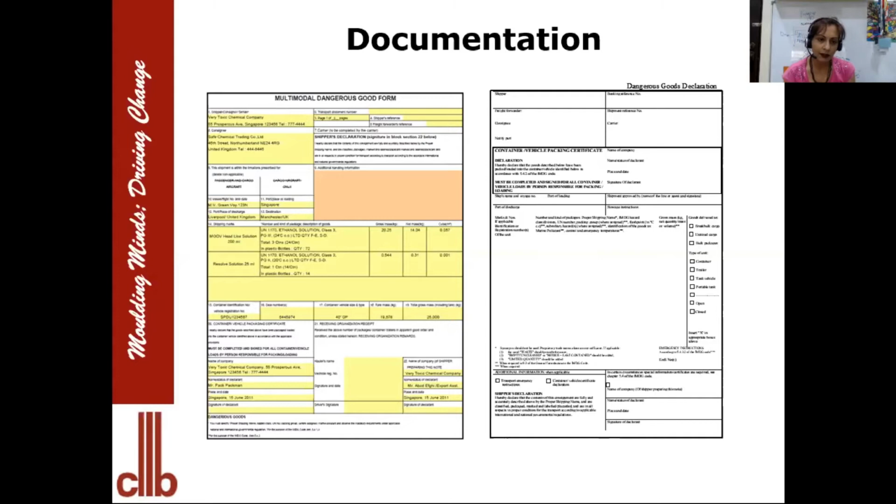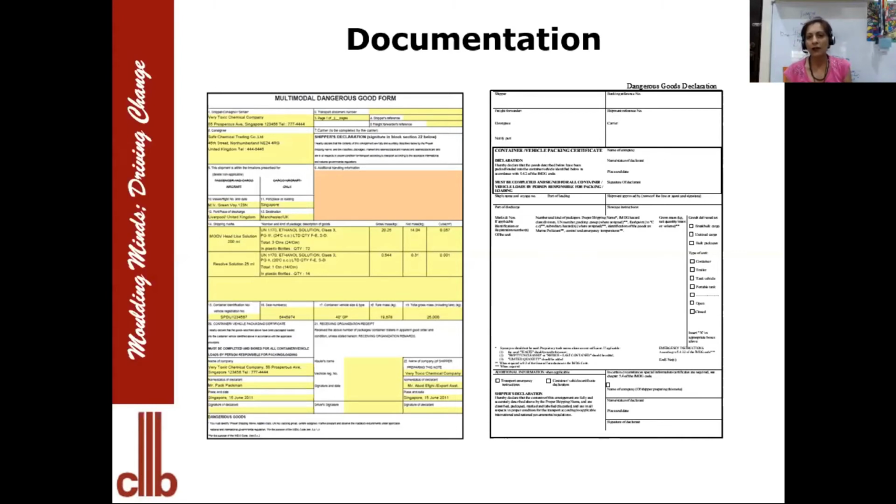Prior to the multimodal dangerous goods form, the one that you see on the screen now, they were using a normal IMO declaration form. The IMO declaration form was purely a dangerous goods declaration form that only had one function. It was declaring the dangerous goods packed in the container, the quantity, the type, and all that standard information related to the dangerous goods, but it did not take on the role of a container packing certificate. It was purely a declaration form.